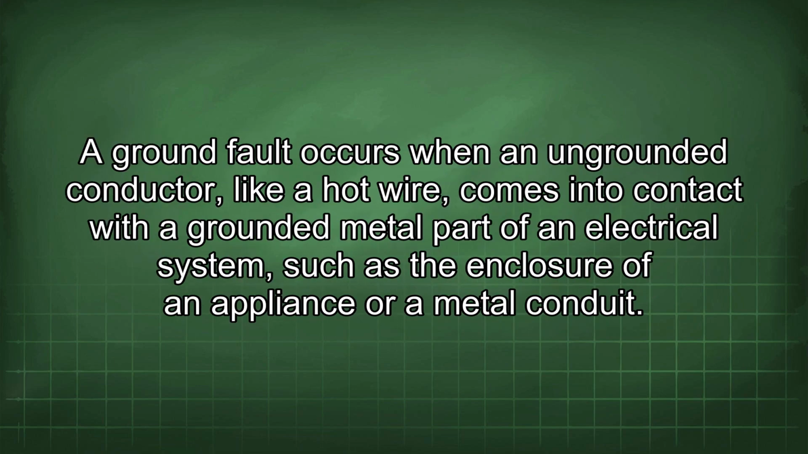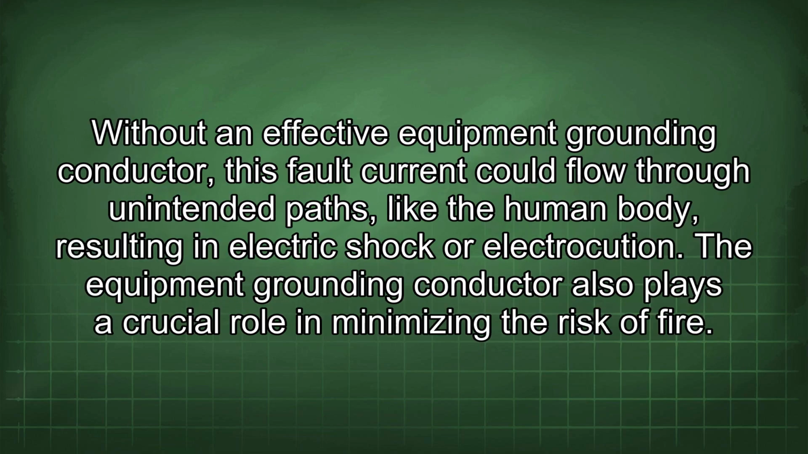A ground fault occurs when an ungrounded conductor, like a hot wire, comes into contact with a grounded metal part of an electrical system, such as the enclosure of an appliance or a metal conduit. Without an effective equipment grounding conductor, this fault current could flow through unintended paths, like the human body, resulting in electric shock or electrocution. The equipment grounding conductor also plays a crucial role in minimizing the risk of fire.